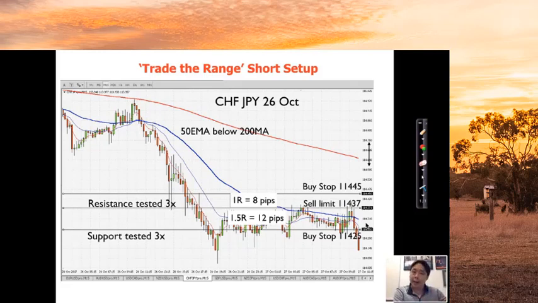Ensure that the hourly candles are in a clear downtrend, which means the hourly candles are below the 50 EMA, and the 50 EMA is below the 200 moving average when we're going short, right? So recall when we go long, it's the opposite. We want to see the hourly candles in a clear uptrend as well. So do remember to check the hourly candles, all right?